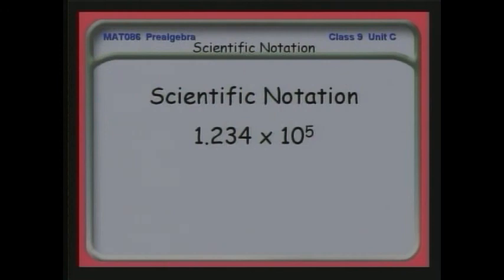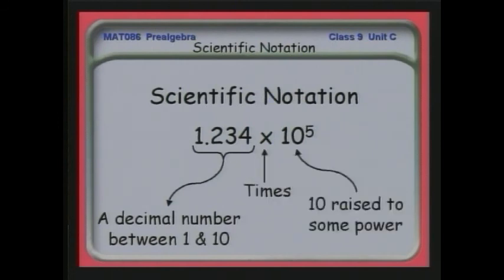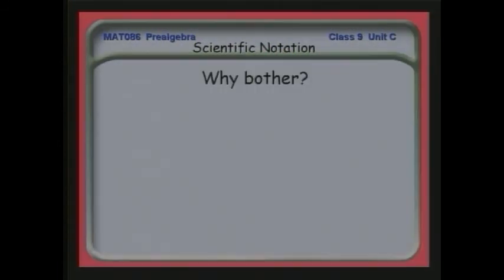Often you might have seen this in your science books. You'll see numbers like 1.234 times 10 to the 5th power. Typically, with scientific notation, it will start with a decimal number between 1 and 10 times 10 raised to some power. Why is that useful? Why should we bother with this?